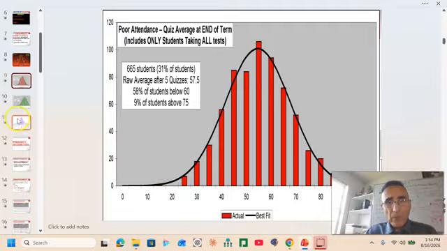All right. So here you see a research on poor attendance and taking exams. As you can see, these people had poor attendance, and there are 665 students, with 31% of the students drawing average after 5 quizzes. And here are their numbers, the percentage and the number itself. As you can see, this is a bar graph. And also, if you connect the tops, you see the normal distribution.